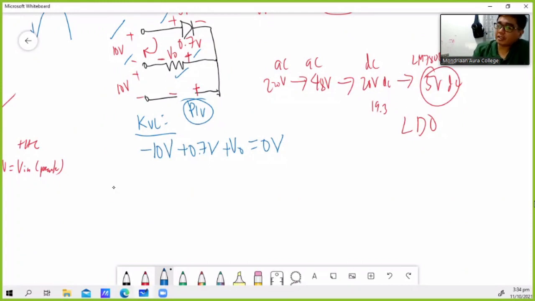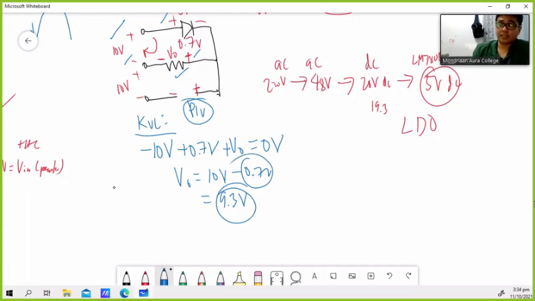Okay, so ang hinahanap natin dito is the output voltage. So that's just equal to 10 volts minus 0.7 volts. Ang pinakamataas na voltahe during the positive half cycle will be equal to 9.3 volts. Bakit? Kasi bumawas si 0.7 volts. That's the same output na makukuha natin during the negative half cycle.